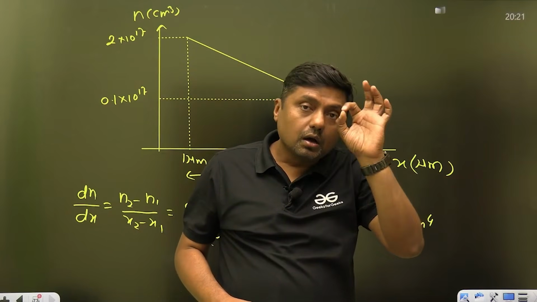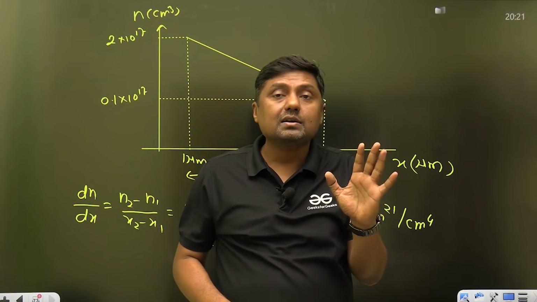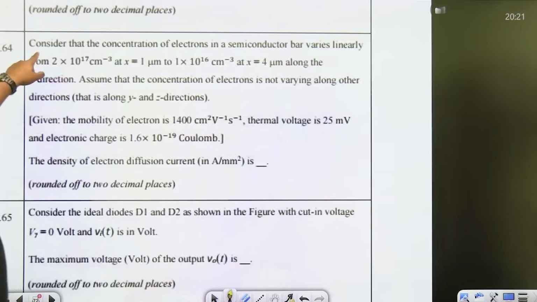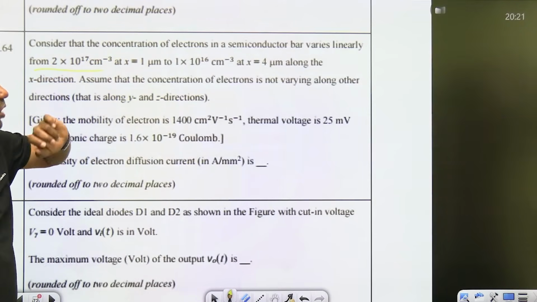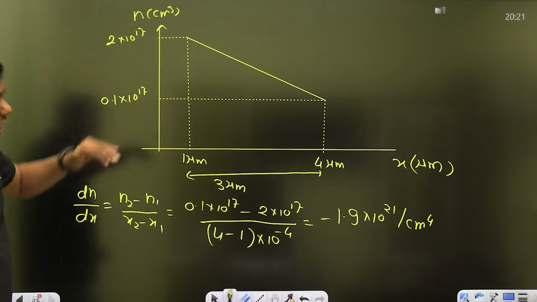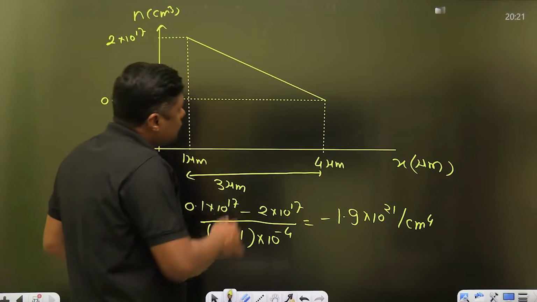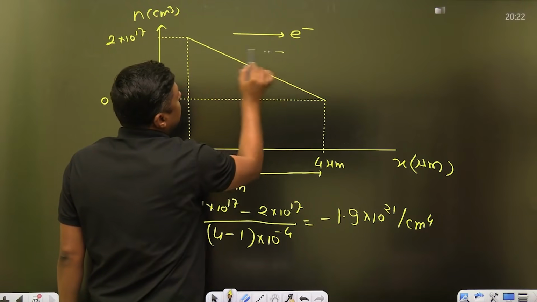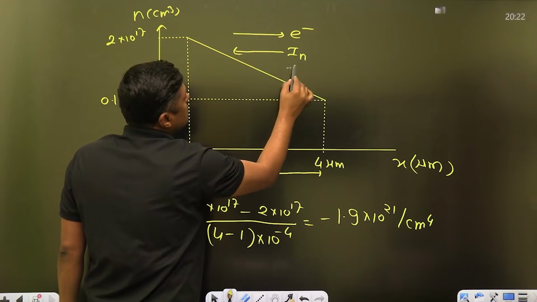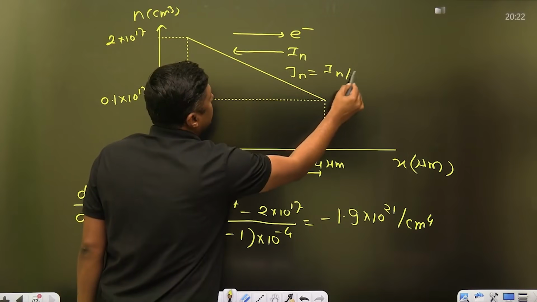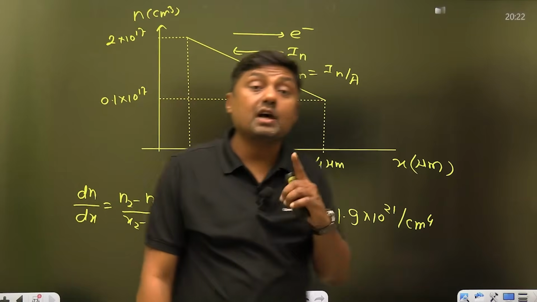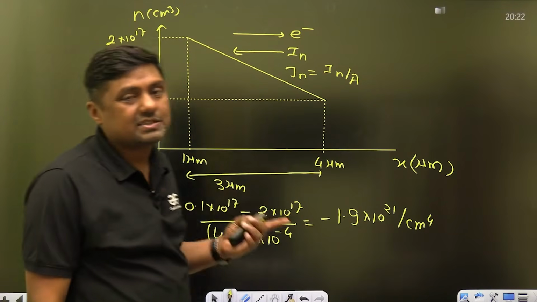But we have no idea, if suppose it is an MSQ, whether in a particular question it is mentioned that it is linearly graded. Watch this: consider the concentration of electron in semiconductor bar varies linearly. Yes, linearly, so it is called linearly graded. Electron will move from higher concentration to lower concentration, in this direction, then current will be in this direction. And what is the current density? IN upon A. It will be in negative x direction, and that's why the answer should be negative. But in the answer sheet it is given as positive.